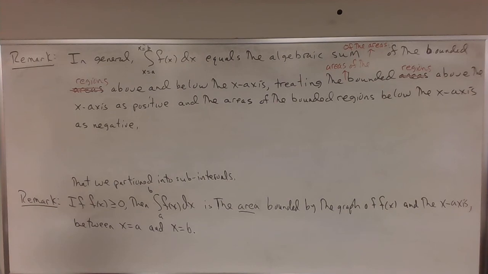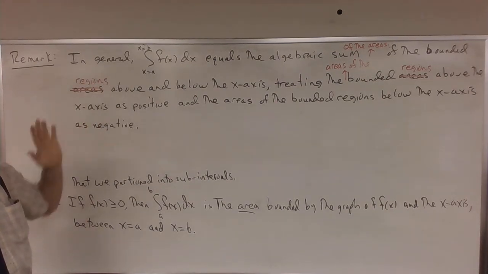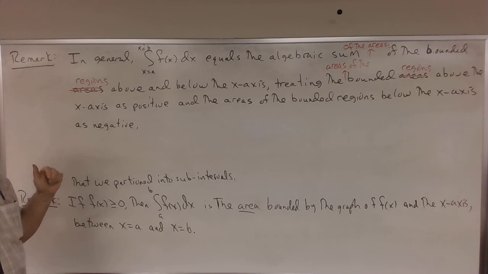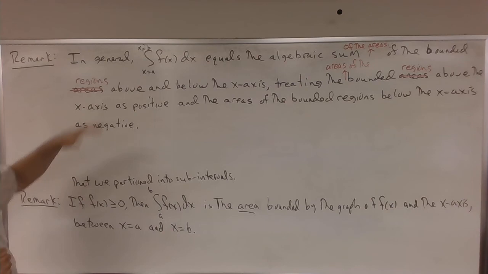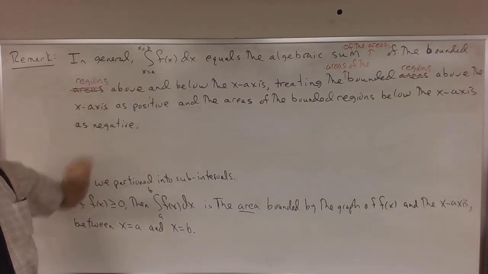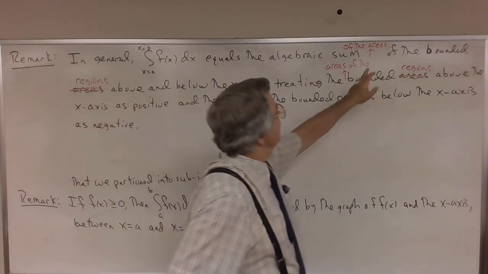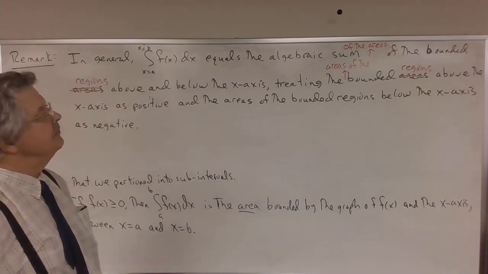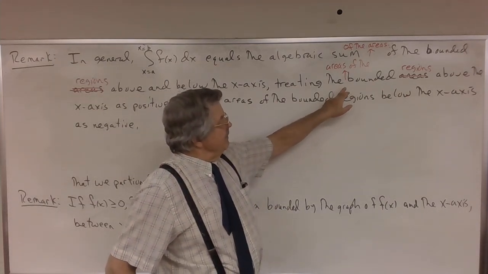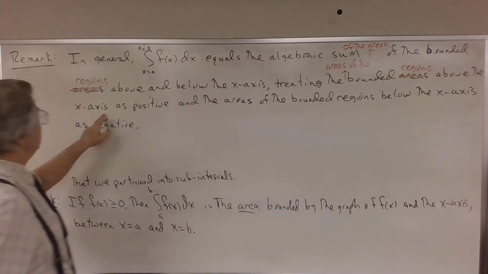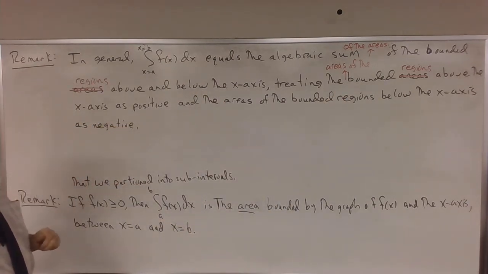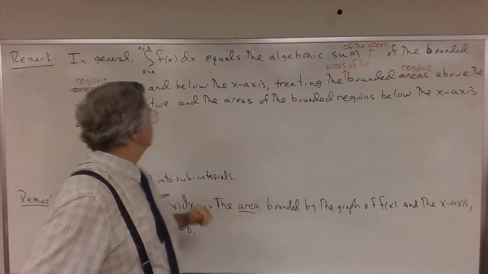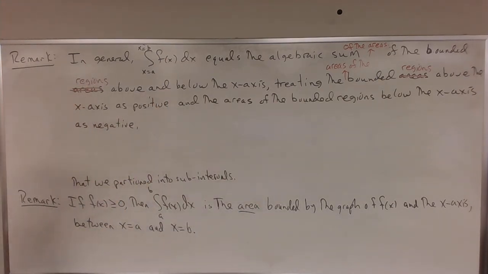The definite integral from a to b, and here we're not assuming that f is non-negative. f of x can be positive, it can be negative, above the x-axis, then down below the x-axis. The definite integral is the algebraic sum of the areas of the bounded regions above and below the x-axis, treating the areas of the bounded regions above the x-axis as positive, and the areas of the bounded regions below the x-axis as negative.